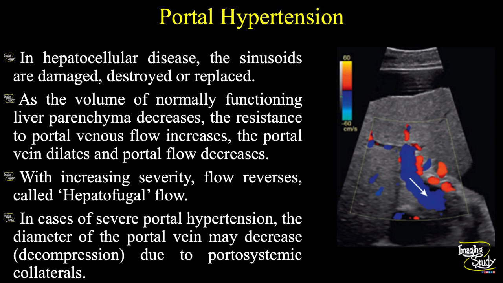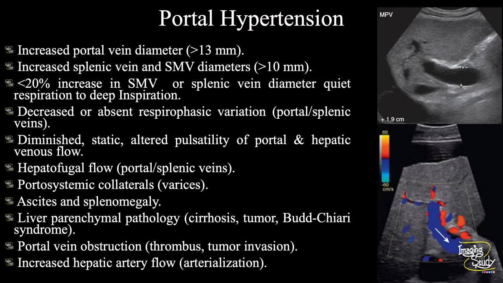So what are the findings of the portal hypertension in ultrasound? There will be increase in portal vein diameter. The normal portal vein diameter is up to 13 mm in calm respiration and up to 16 mm in deep inspiration. There might be increase in splenic vein and superior mesenteric vein diameters also. In portal and splenic vein, you may get absence or decrease of respirophasic variation. There might be diminished or altered pulsatility of the portal and hepatic venous flow. You may also get hepatofugal flow. Portosystemic collaterals may develop. There will be presence of ascites and splenomegaly.